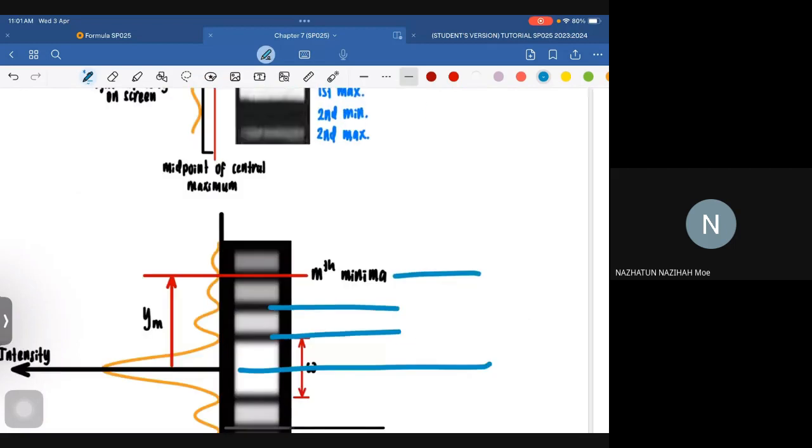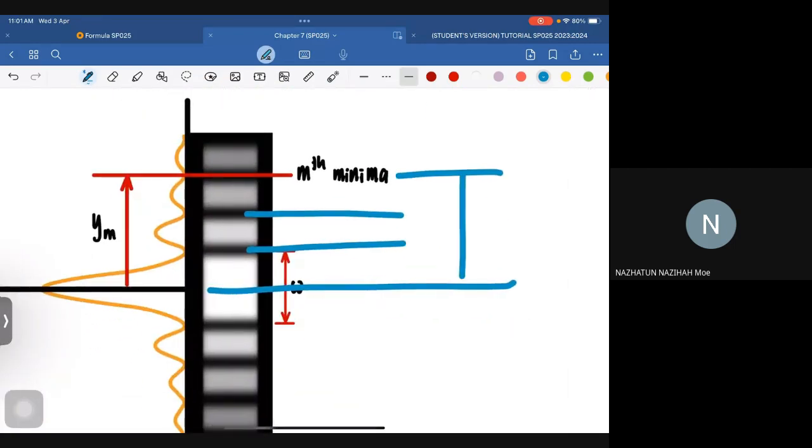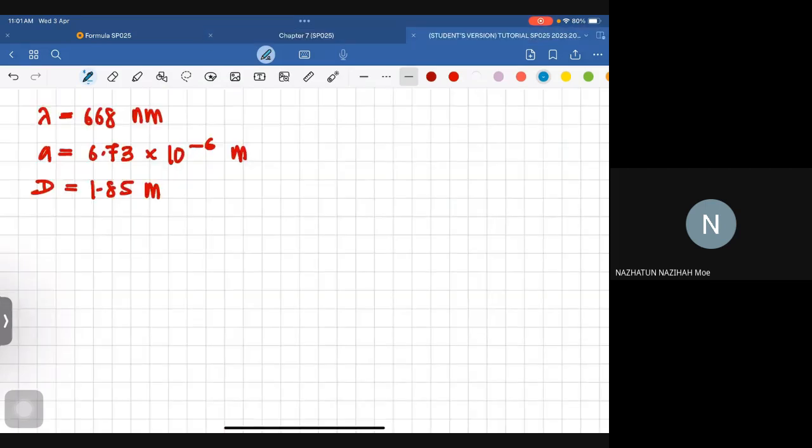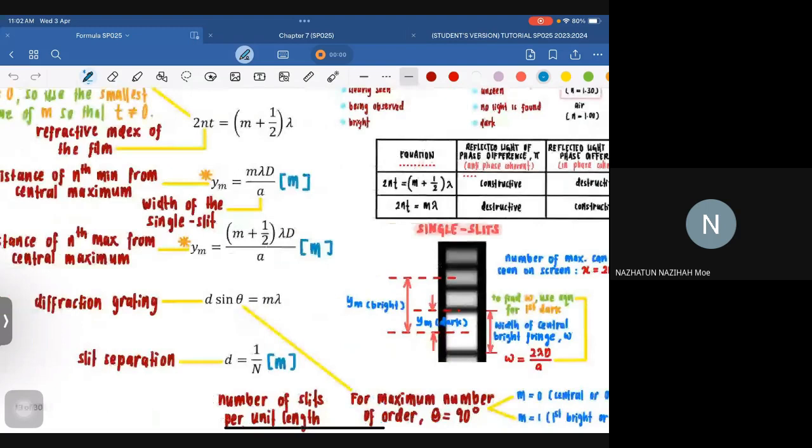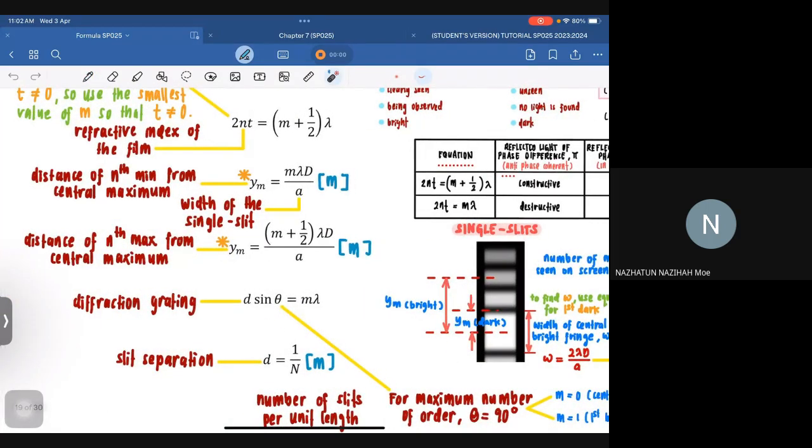So, dari sini, dia minta kita distance yang ini. So, this is Y3. Ini first, ini second, ini third. Boleh faham tak? Okay, so formula yang kita guna, kita identify dulu which one is for dark, which one is for bright. So, this is minimum. So, meaning this is the formula. Minimum means dark fringe. So, kita akan guna formula yang ini.